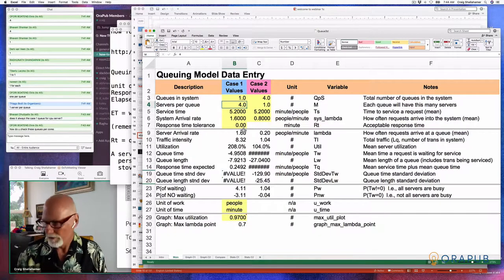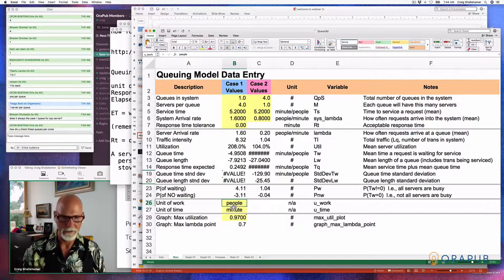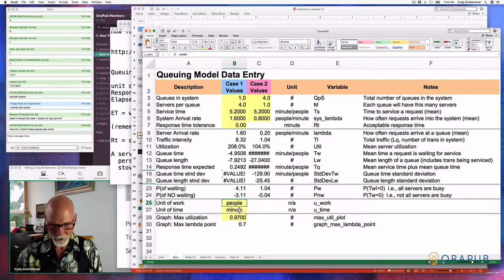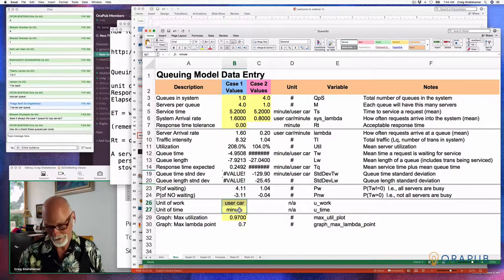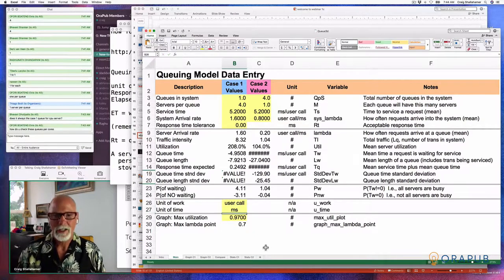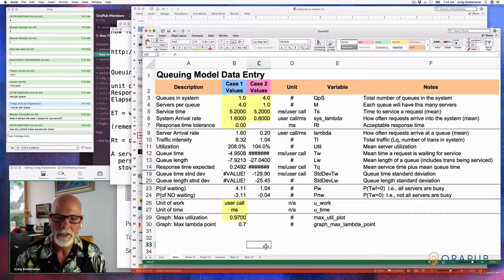First of all, I'm going to say my unit of work. This is the first thing you want to fill out in the spreadsheet. We're going to put user call. Whoops, not user car. I could do cars, but that's really not what we're going to do today. User call. And for my unit of time, we're going to use milliseconds. Usually when we do Oracle work, the unit of time is milliseconds.